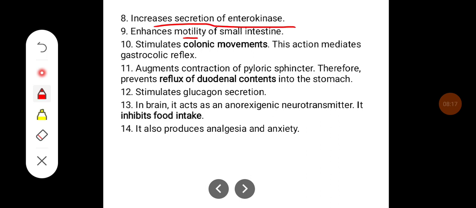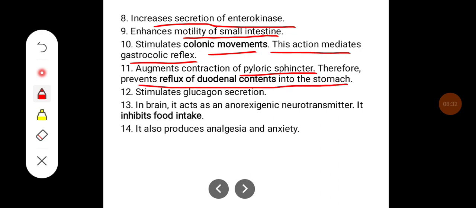It enhances the motility of the small intestine. It stimulates the colonic movements. So this action mediates the gastrocolic reflex. It augments the contraction of the pyloric sphincter, therefore prevents the reflux of duodenal contents into the stomach. It also stimulates glucagon secretion.